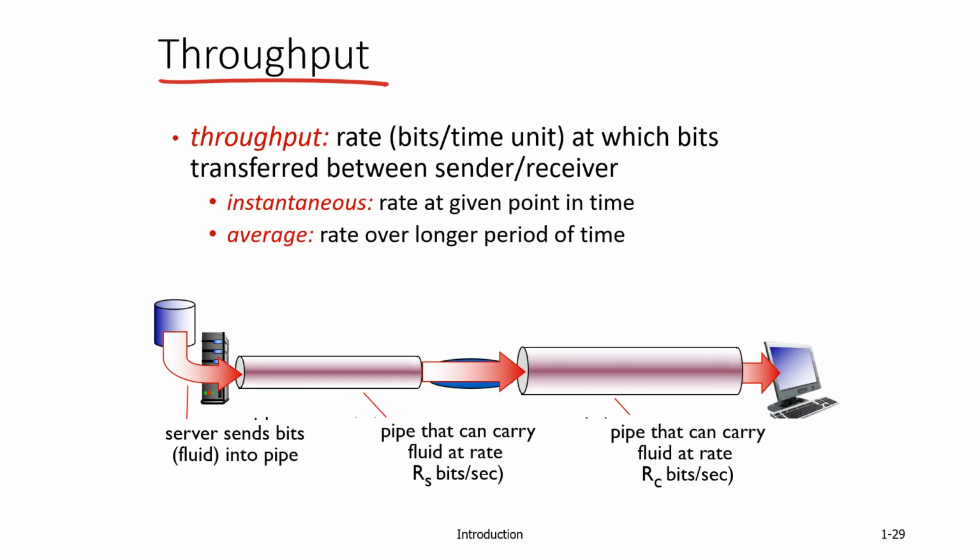Finally, what is throughput? Throughput is the rate in bits per time unit, like seconds or milliseconds, at which bits are transferred between the sender and the receiver. It is instantaneous. If you ping www.google.com right now, you can see how much time it takes to get to the Google web server and receive a reply, and it will give you an indication of what bandwidth is available instantaneously at that point in time.